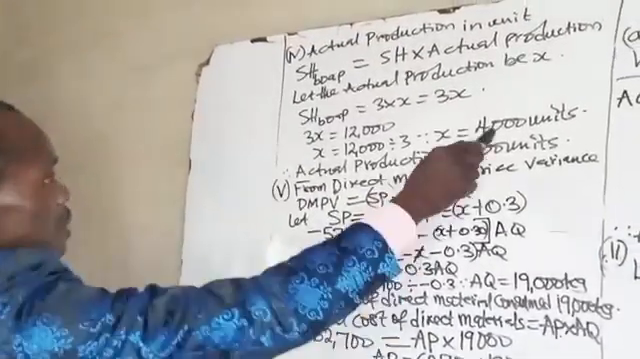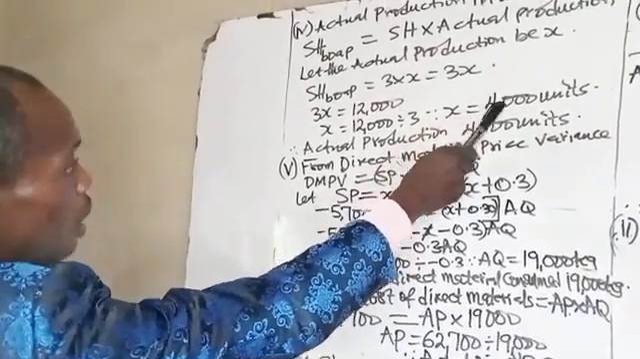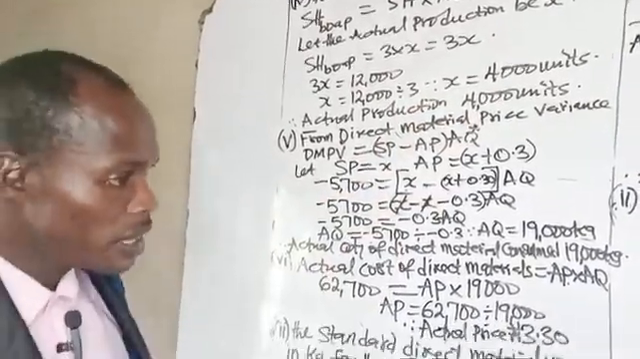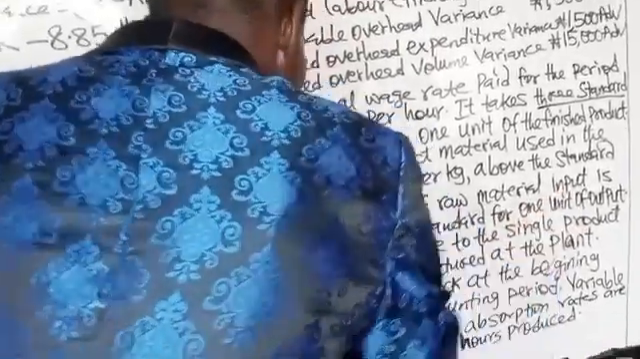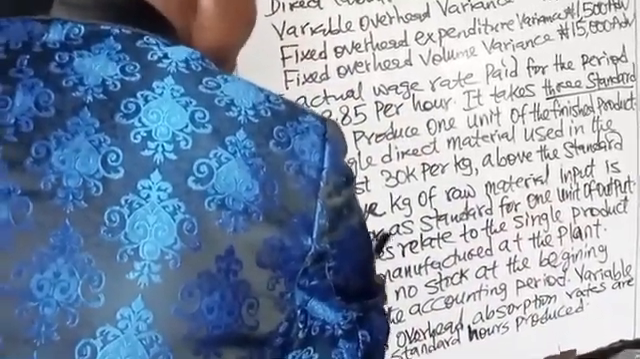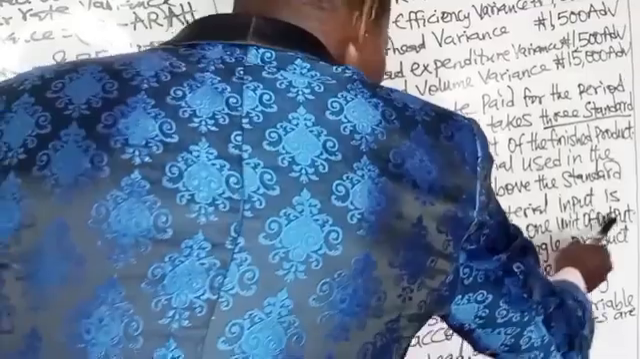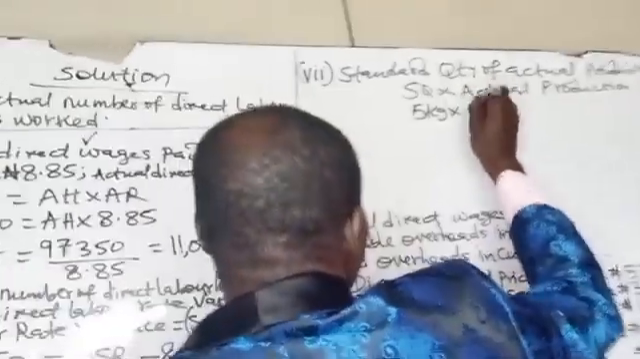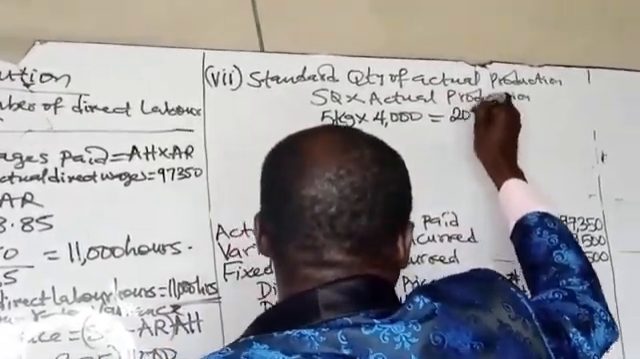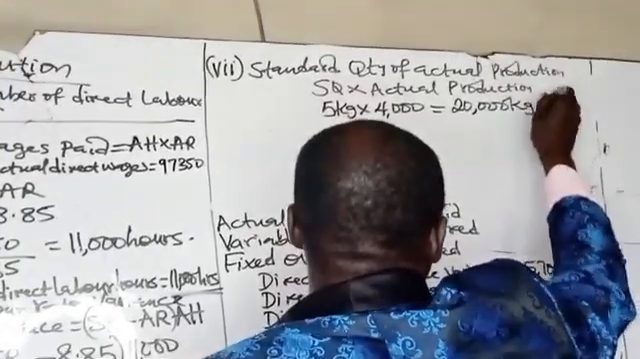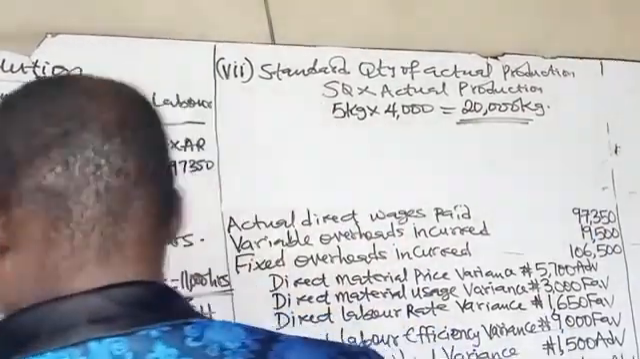The actual production has been calculated and we got 4,000 units. Then I will give you the standard quantity. Back to the question: 5 kg of raw materials input is allowed as standard for 1 unit of output. So the standard quantity is 5 kg. Actual production is 4,000 units. If you multiply that, you have 20,000 kg. That is the answer to number 7.